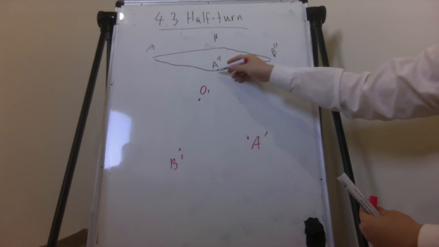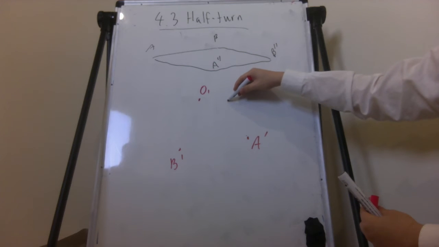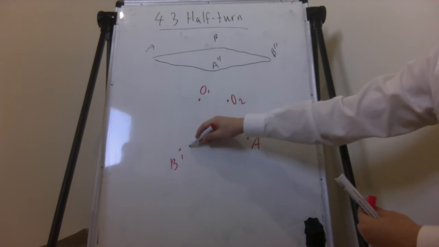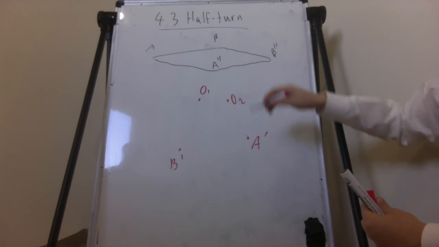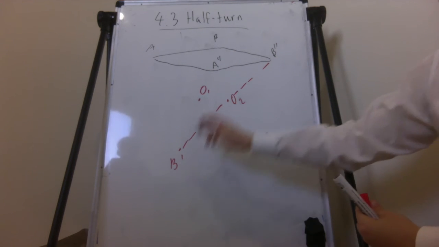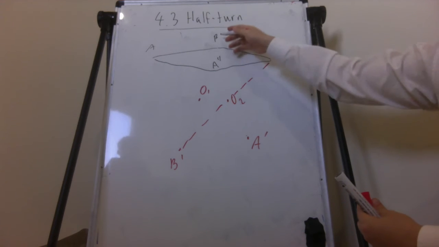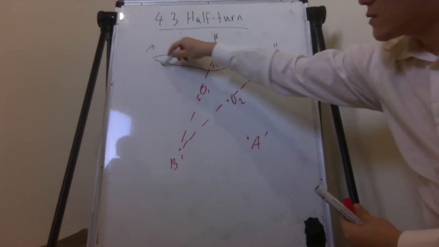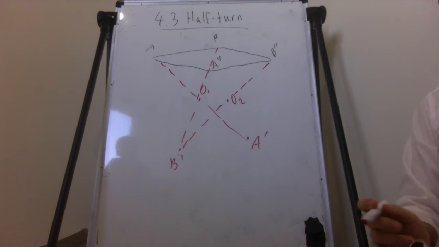Oh, so A double prime is a reflection about O2 of A prime, yeah? There gives you there, yeah? So you get B prime to B double prime through O2, and you go from B to B prime through O1, yeah? And A double prime and A prime.